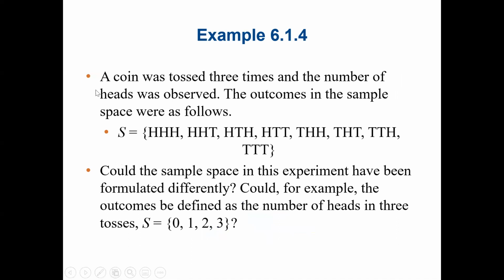Let's try another example. A coin was tossed 3 times and the number of heads was observed. The outcomes in this sample space were as follows. We went through this question, but this time we are looking for a different event. So the total outcome, or the sample space, is 8. Now, could the sample space in this experiment have been formulated differently? Also, could, for example, the outcome be defined as the number of heads in 3 tosses? So we have S equal to 0, 1, 2, 3.